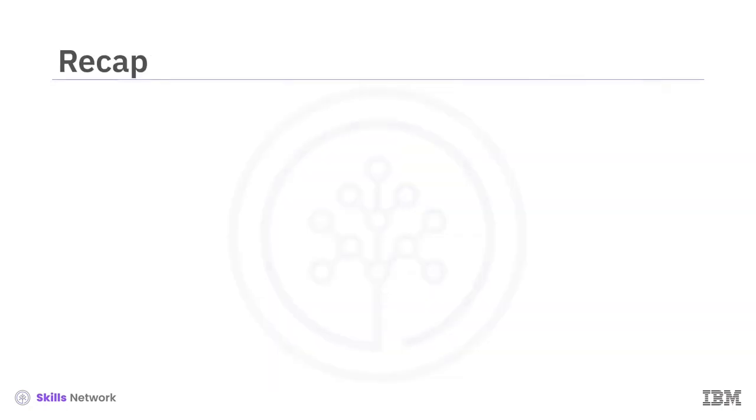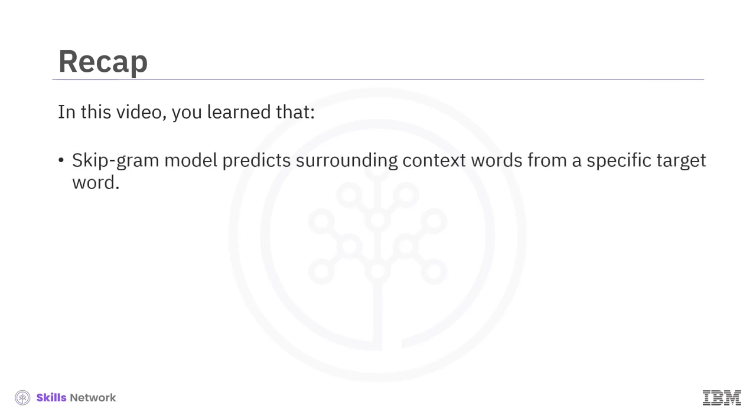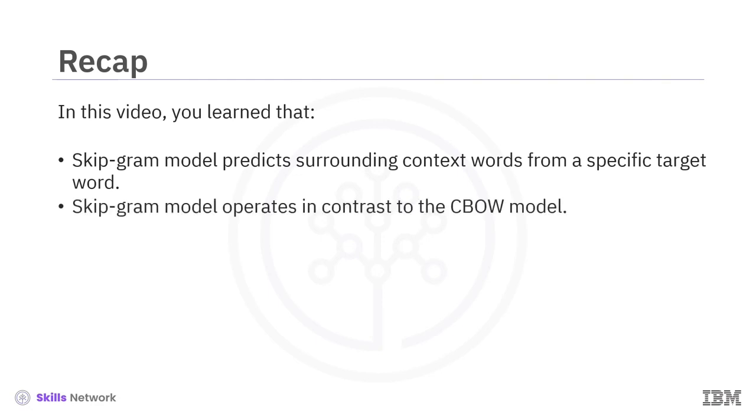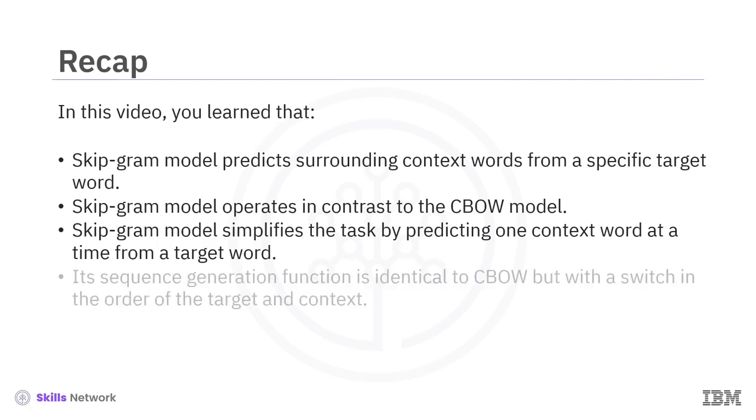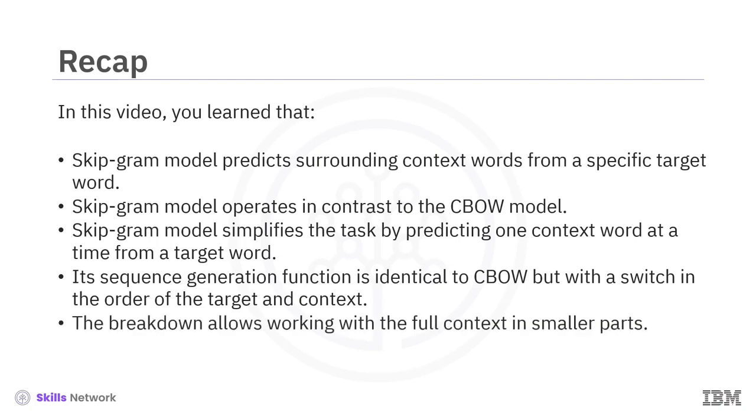Let's now recap what you learned. In this video, you learned that the skipgram model predicts surrounding context words from a specific target word. It operates in contrast to the CBOW model. The skipgram model simplifies the task by predicting one context word at a time from a target word. The sequence generation function in the creation of the skipgram model is identical to CBOW, but with a switch in the order of the target and context. This breakdown allows you to work with the full context in smaller parts.